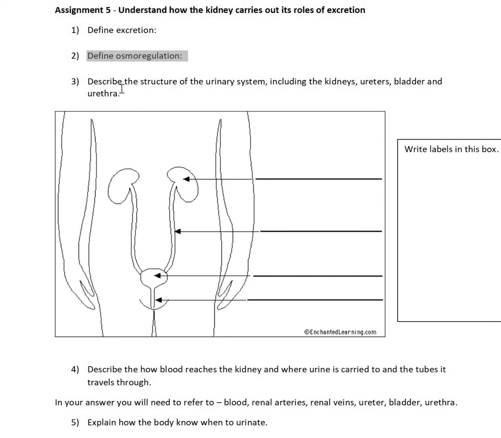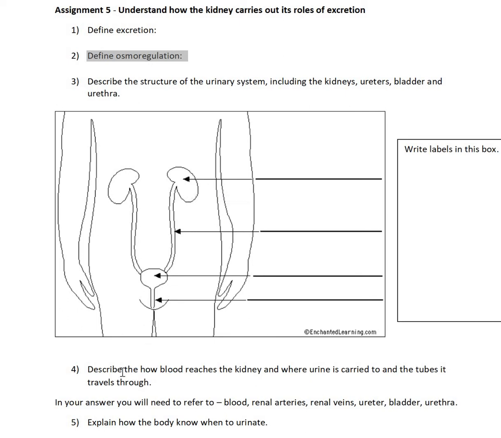Question number 3, describe the structure of the urinary system, including the kidney, ureters, bladder, and urethra. So you need to label all of these things. This one here is your kidney. This one here is your ureter. This one here is your bladder. This one here is your urethra.